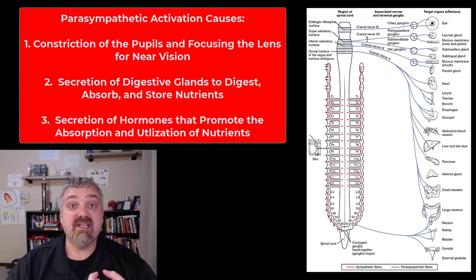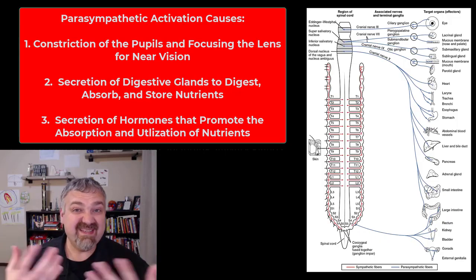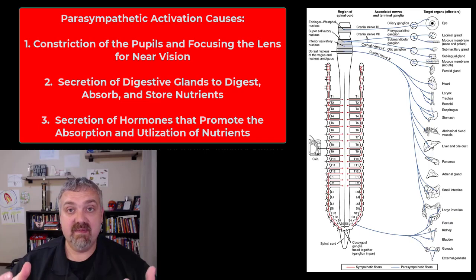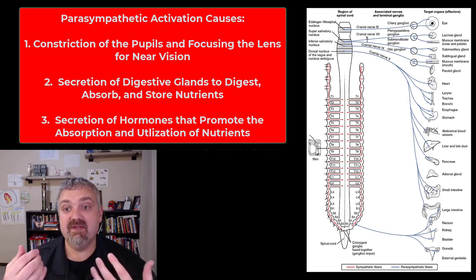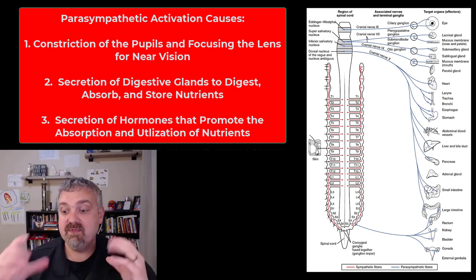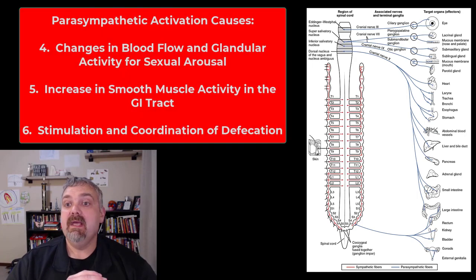Number two, increased secretion by your digestive glands, like the salivary glands in the mouth, the gastric glands, the glands in your small intestine, your pancreas, liver, everything. So you're going to be digesting the food that's coming through your body. Number three would be the secretion of hormones that are needed to absorb nutrients. Think about insulin and things like that. So you're going to be absorbing nutrients into your blood and then into your cells. All about storing and absorbing nutrients, as we've said.